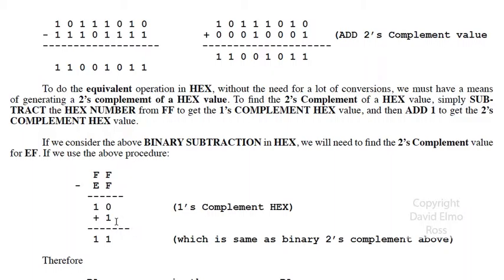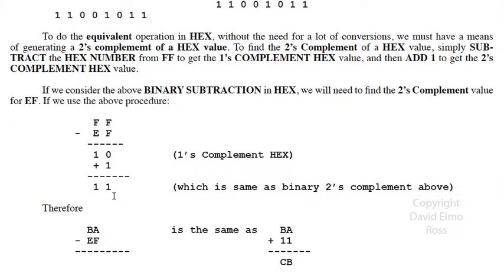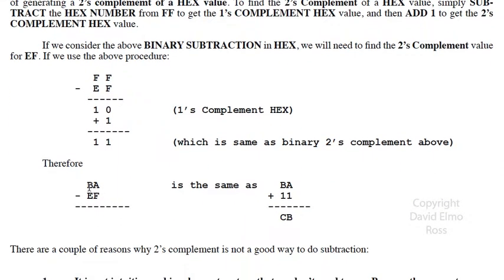And so our original subtraction here is BA minus EF, which is equivalent to BA plus 11. If we add these, it's very easy to add. BA plus 11 is CB, and that will give us our answer here. But again, the carry's messed up, and we're going to have to invert the carry to give us the appropriate value.